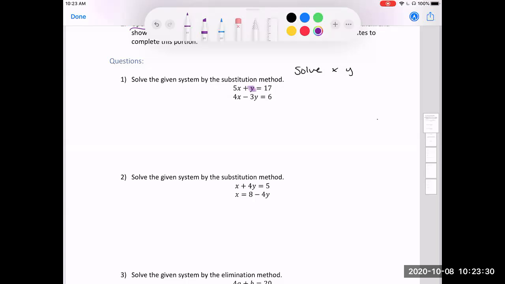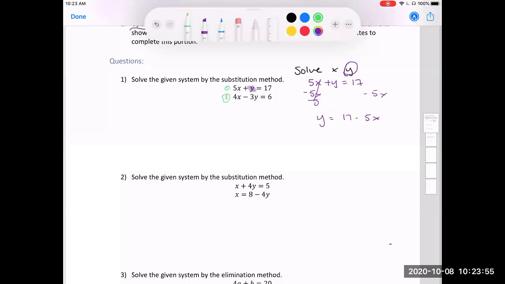So that I have 5x plus y equals 17. And we said we're going to solve for y. Okay, to get y by itself, I need to move that 5x. So minus 5x, that gives me 0, minus 5x. So that I have y equals 17 minus 5x. All right, that was my first equation.